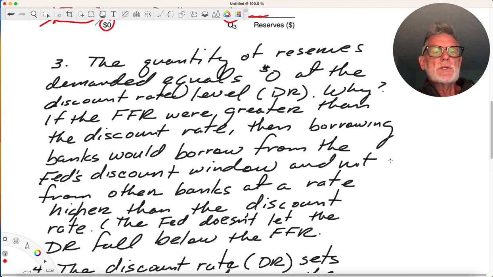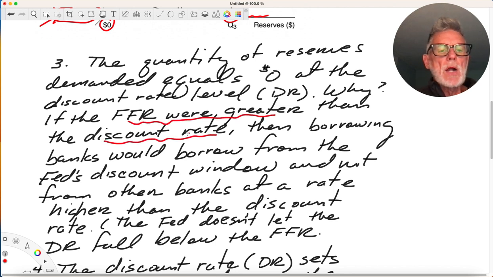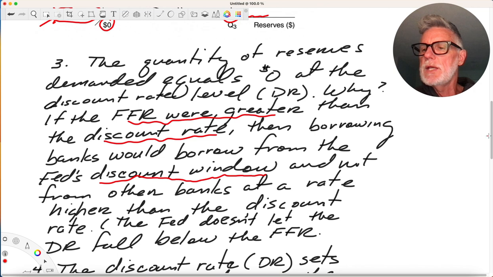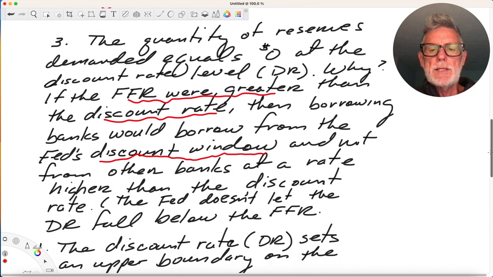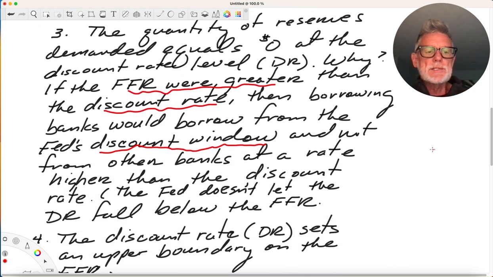The quantity of reserves demanded equals zero at the discount rate level. We just showed that on the graph, in this case 0.5%. Why? If the federal funds rate were greater than the discount rate, then borrowing banks would borrow from the Fed's discount window. In other words, they would go to the discount window to get the funds they want, and they would not go to other banks in the federal funds market.